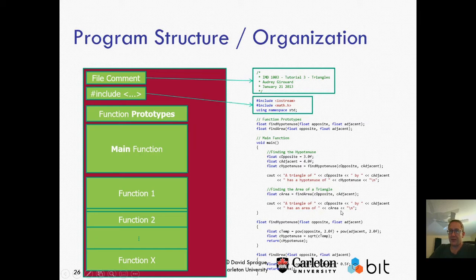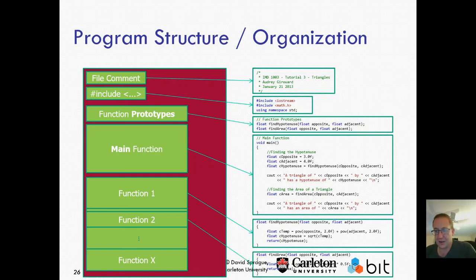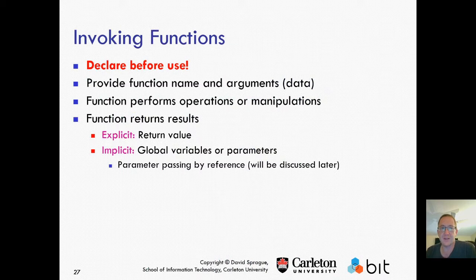So here's my file comment. Here's my include statements, like including the math library and using standard I/O. Here are my prototypes, just the top lines, just a single line saying what these things are. Here's my main function. Here is find hypotenuse. Notice there's no printf statement. Notice there's no scanf statement. Here's find area down here. That's all we had for these functions.